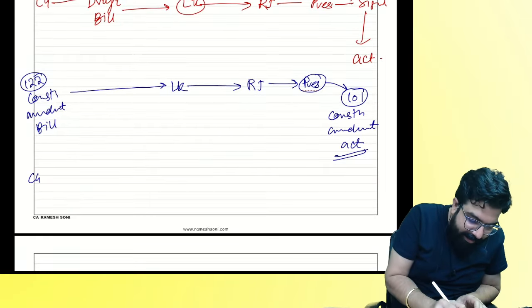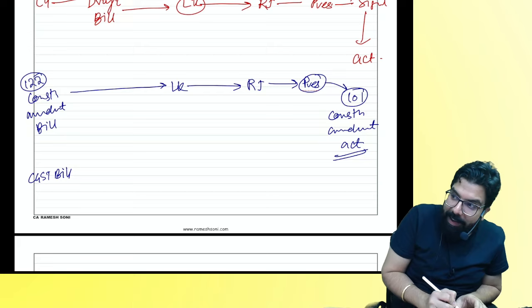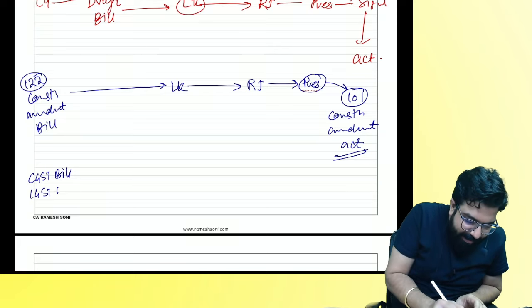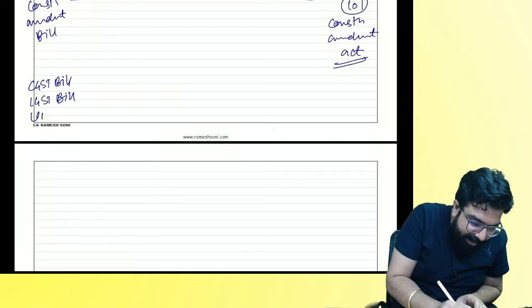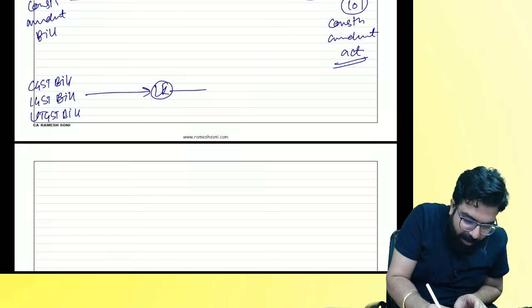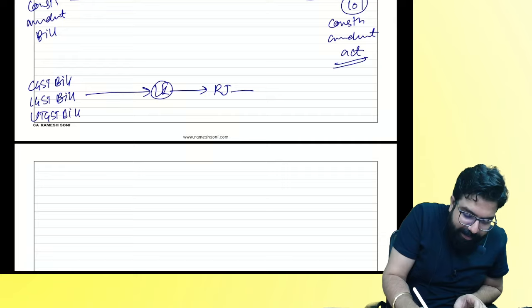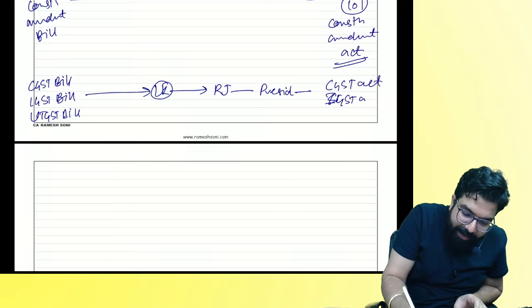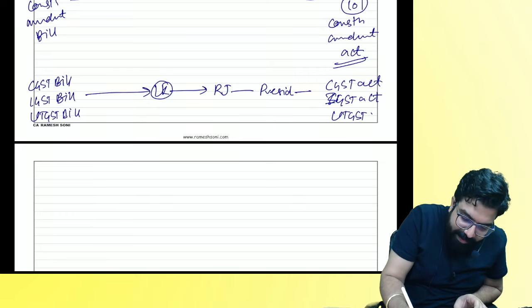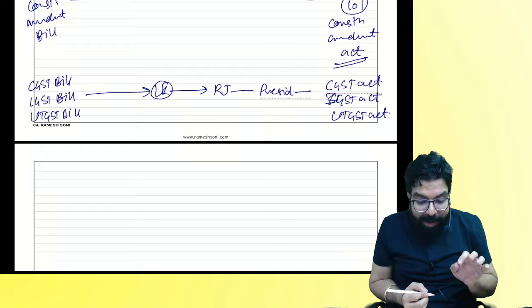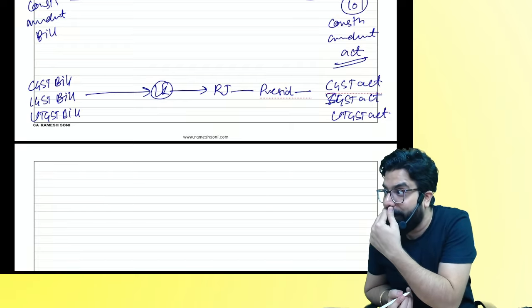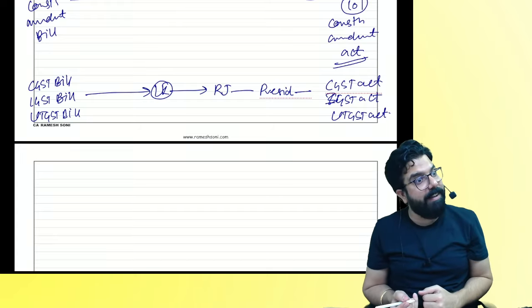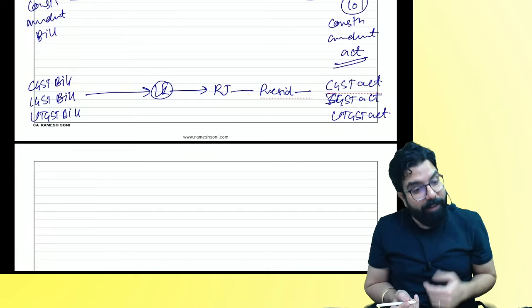First, you have to make the CGST bill, the IGST bill, the UTGST bill. The bill will go where? Lok Sabha. From Lok Sabha where? Rajya Sabha. President signs and it will become CGST, IGST, UTGST. Is my point clear? Can I collect under the CGST Act now? Under IGST, can IGST be collected? Can UTGST be collected?